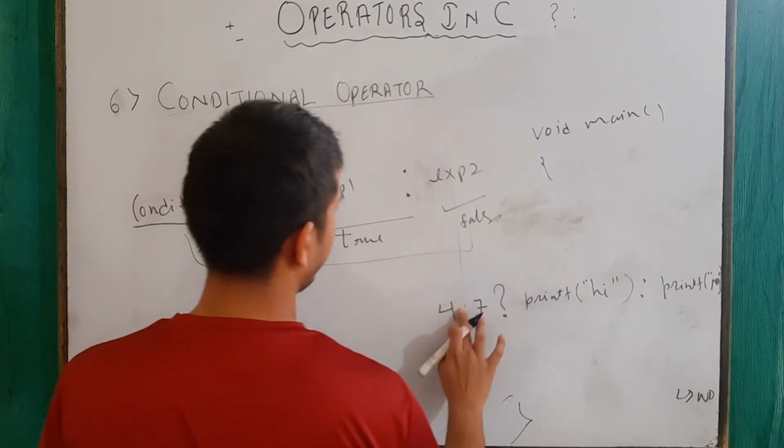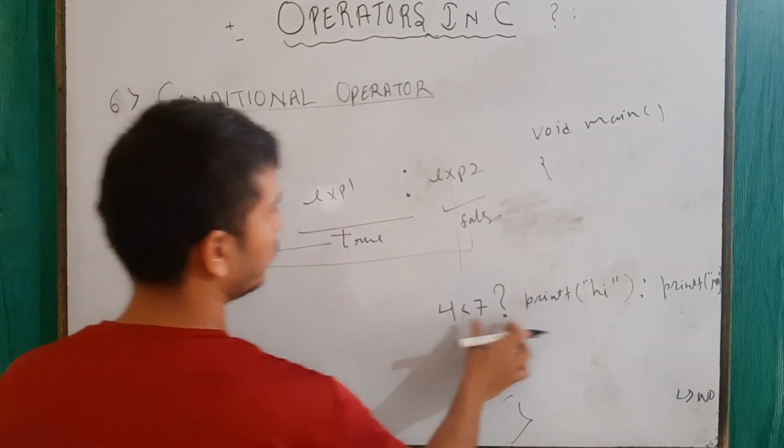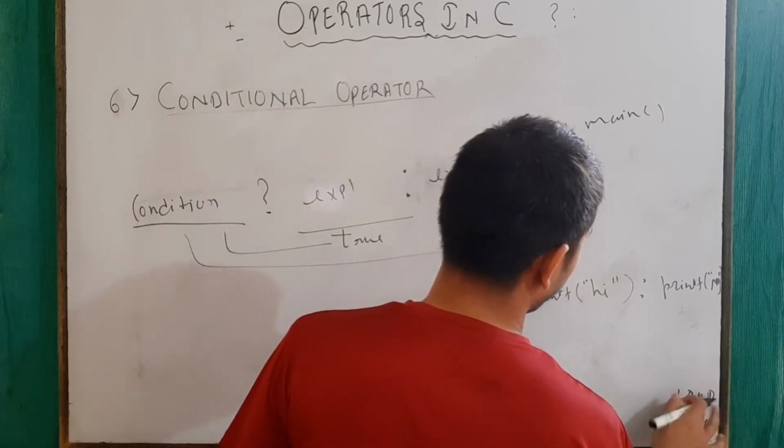Okay, similarly if I do 4 less than 7, is this condition true? Yes, this condition is true. So this statement will take place and printf hi will be shown.